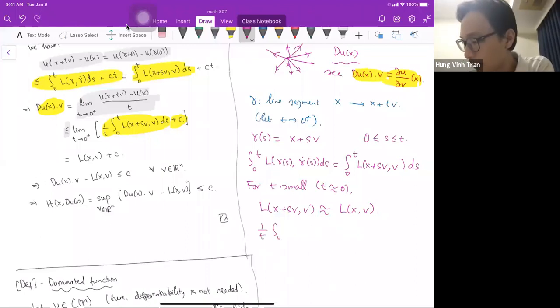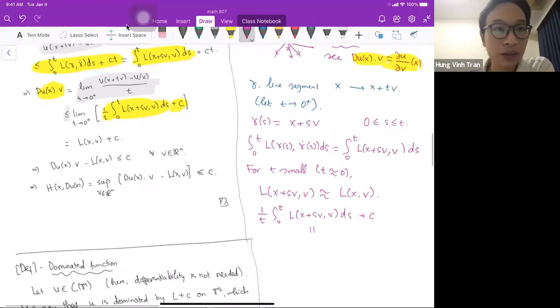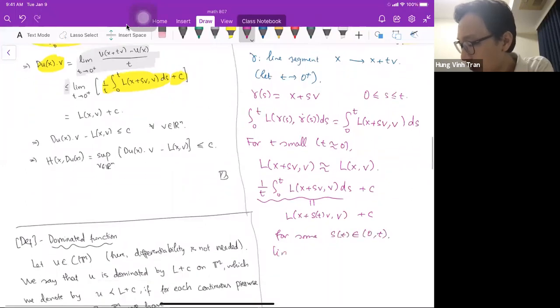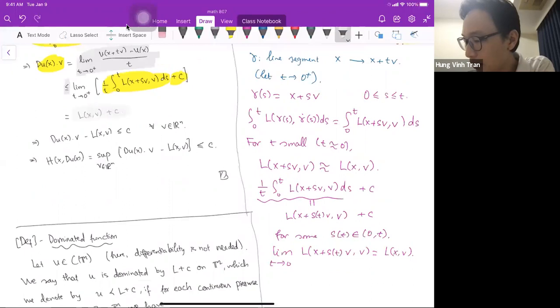You can prove this one in 10 different ways, I guess. One of the easiest ways to prove it is just to use the mean value theorem, right? You're taking the average, 1 over t of the integral from 0 to t, so this equals L of x plus s(t) v, plus c, for some s(t) between 0 and t, right? And then the limit as t goes to 0 of L of x plus s(t) v is just L of x, v. So I have the limit as t goes to 0 being L of x, v plus the constant c.